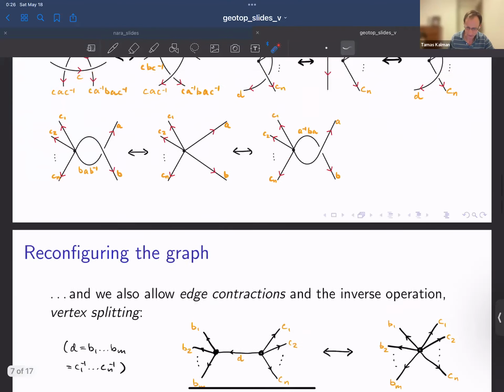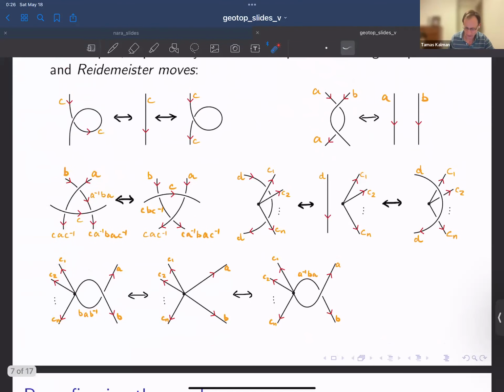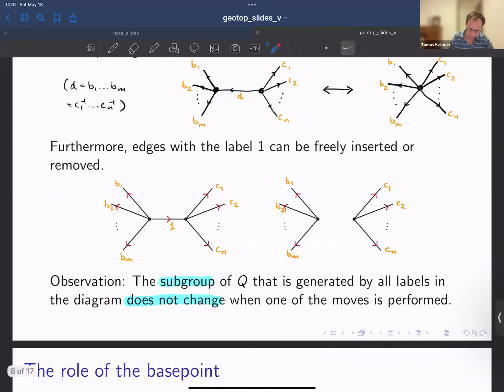And you can go through all this list. It's kind of boring, so let me skip that. But indeed, all these labels that you will see in some short arcs that pop up in these little diagrams, they will all be determined by these outer labels. Therefore, as I said, the subgroup generated by the labels will not change.